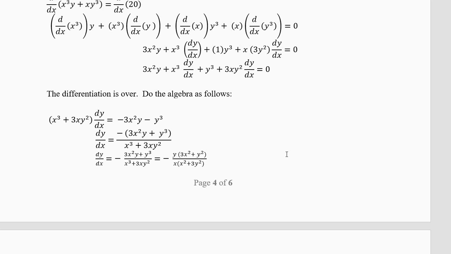You can do one more step of algebra because here the y is common. Take the y common in the numerator. In the denominator, x is common, x³ plus 3xy². So take x out, take y out in the numerator, x out in the denominator, and you are done.